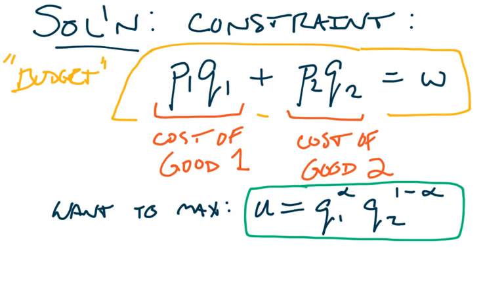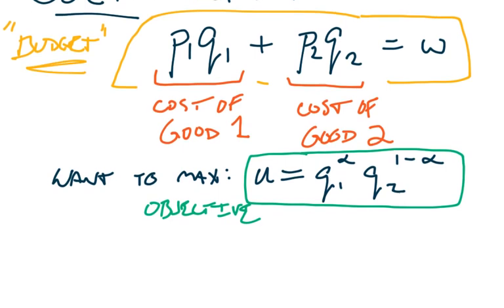All right, so what we have to do here, we've got the thing that we want to maximize. Remember that this function would be called our objective function that we're trying to maximize. And we want to maximize our objective function, which is our utility function, subject to the constraint that is our budget equation.